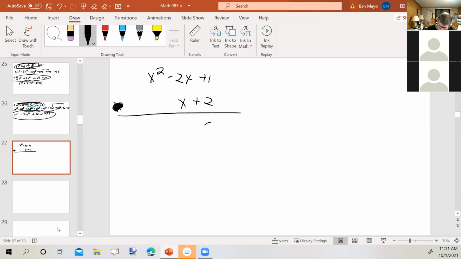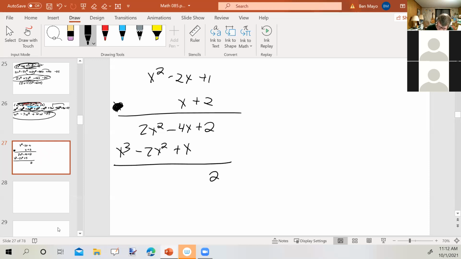So 2 times 1 is 2. 2 times negative 2x is negative 4x, but I need a plus sign there. 2 times x squared is 2x squared. And then x times 1 would be x, that would go here. X times negative 2x would be negative 2x squared, but this was a plus, right? And then x times x squared is x cubed. And then we add them up, 2, negative 3x, that's going to be a plus. That's a 0, and then x cubed.